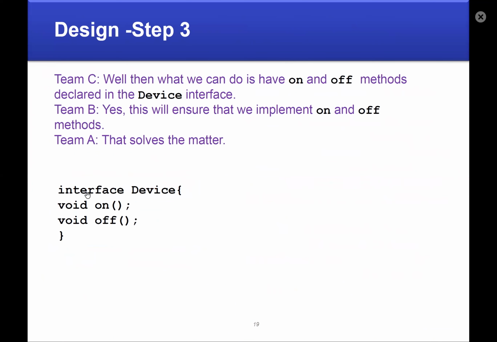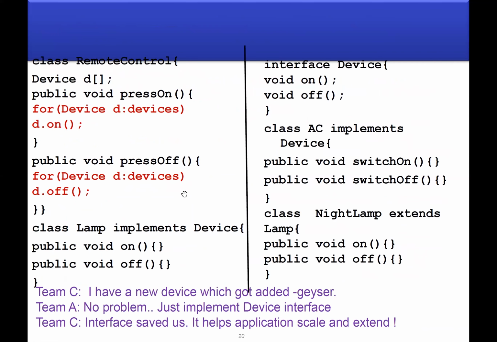Now have a look at this. There's a design tree. There's an interface called device. It's got two methods, on and off. Now have a look at this very cautiously. There's a class called remote control. There's an array of devices. They've got two methods, press on and press off. Any device when it comes, they just pass on or off. And now I'm very clear about the kind of methods they have to send.